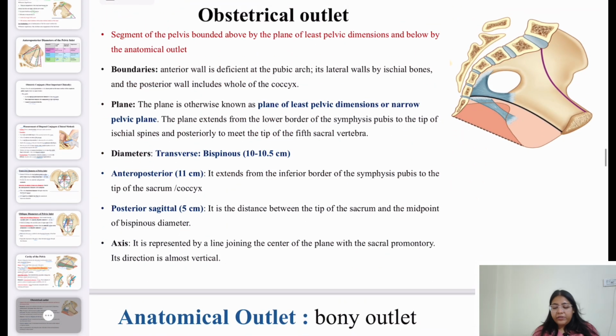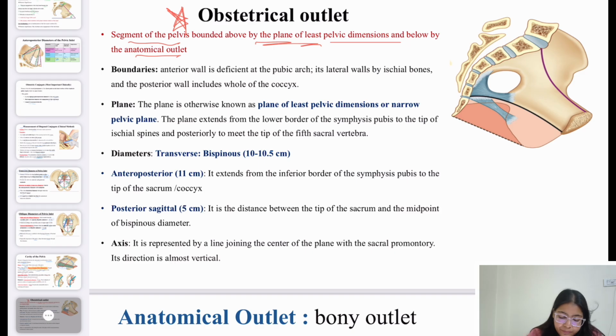Now what is the obstetric outlet? This is also again a very important topic. Cavity is done, now come to outlet. So we did inlet and we did cavity, now come to outlet. Okay, so the segment of the pelvis bounded above by the plane of least pelvic dimension and below by the anatomical outlet is called the obstetric outlet. I'll tell you what the anatomical outlet is also.